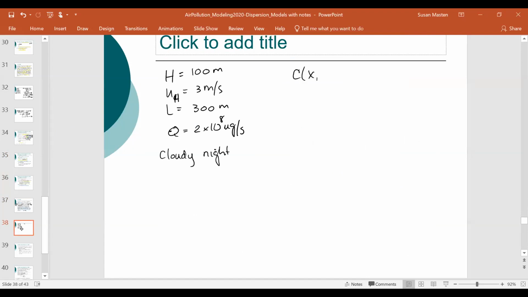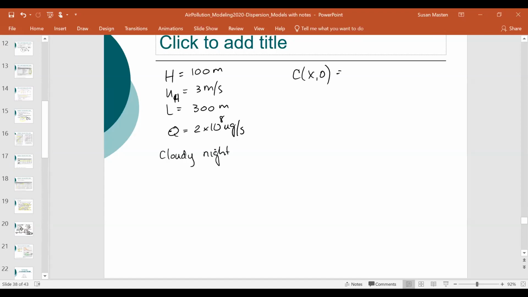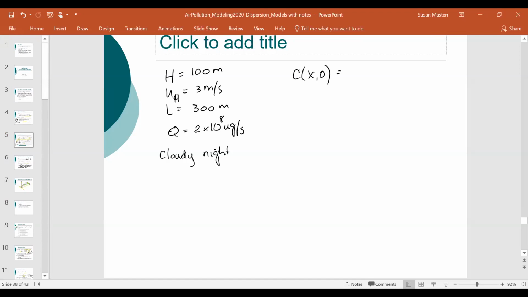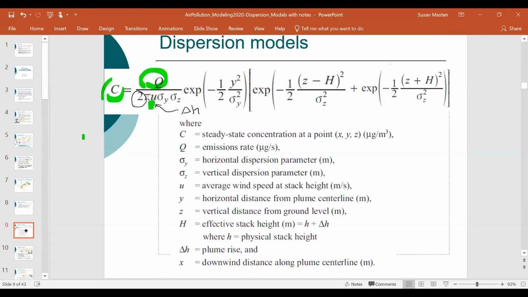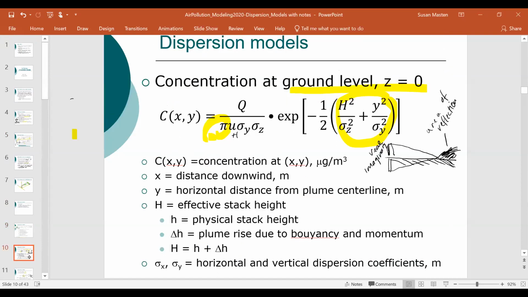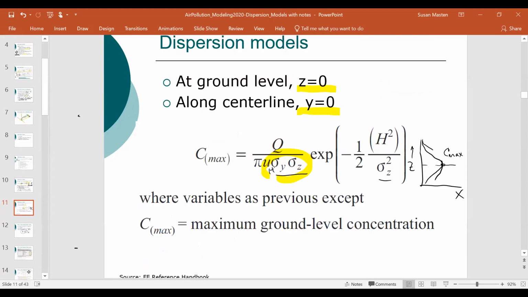Okay. So we have C at X of question, which is the Gaussian plume equation. I'm going to go all the way back, just to answer that question. This is the basic Gaussian dispersion equation. So this is the most general form. We looked at multiple forms of the equation on Monday, so it depends on the conditions. Typically, you're looking at ground level, so this is what you'd use, a ground level concentration. If you're looking along the center line, then that equation simplifies even more.